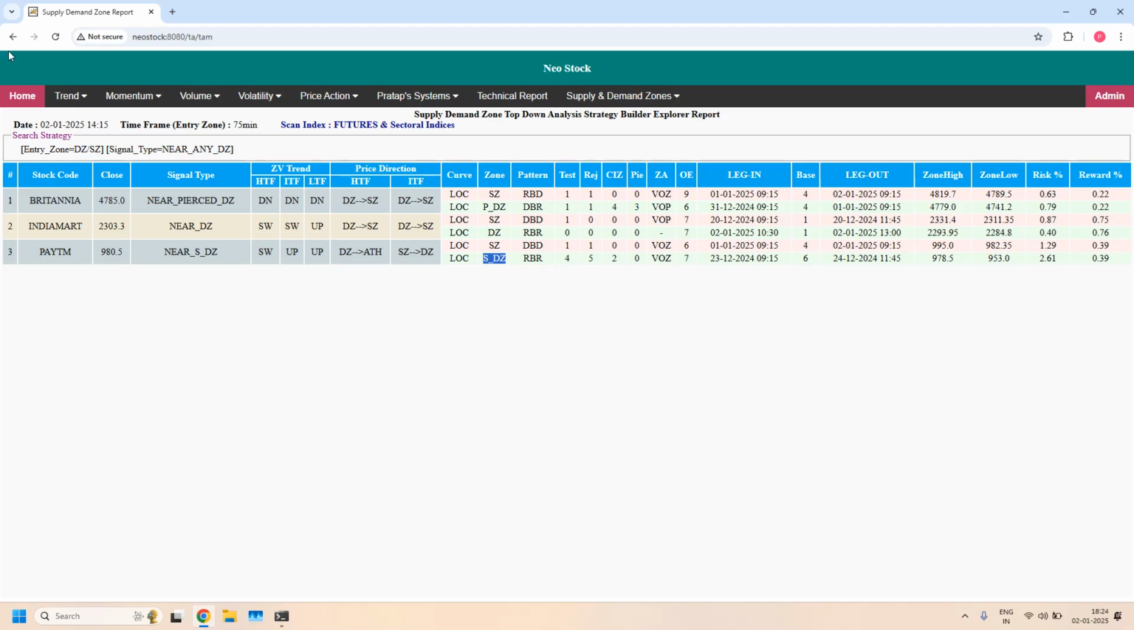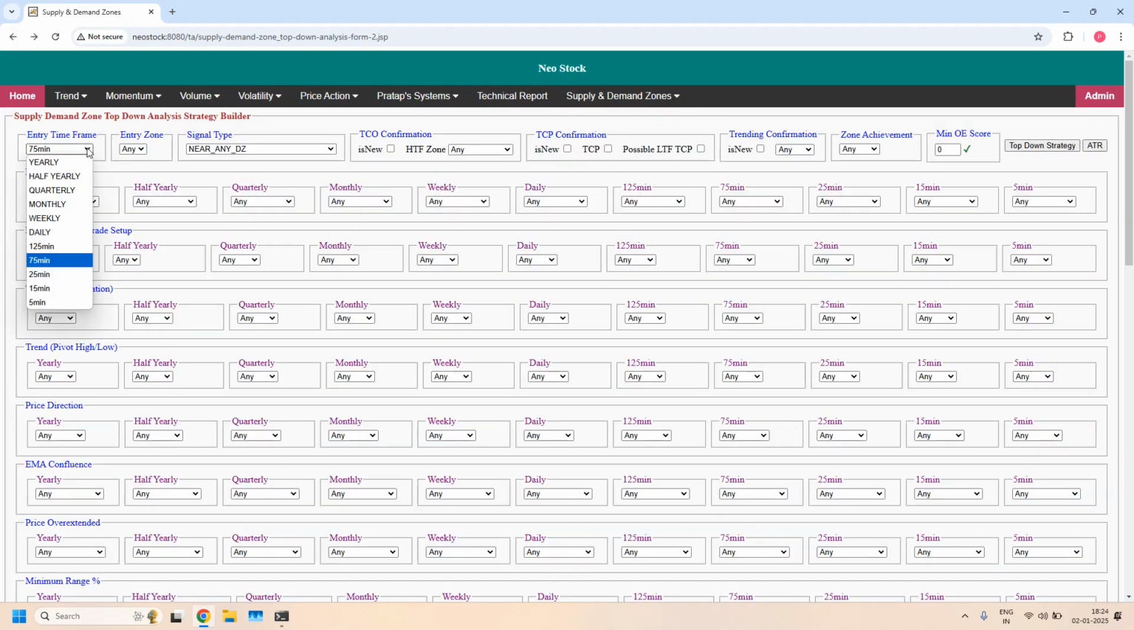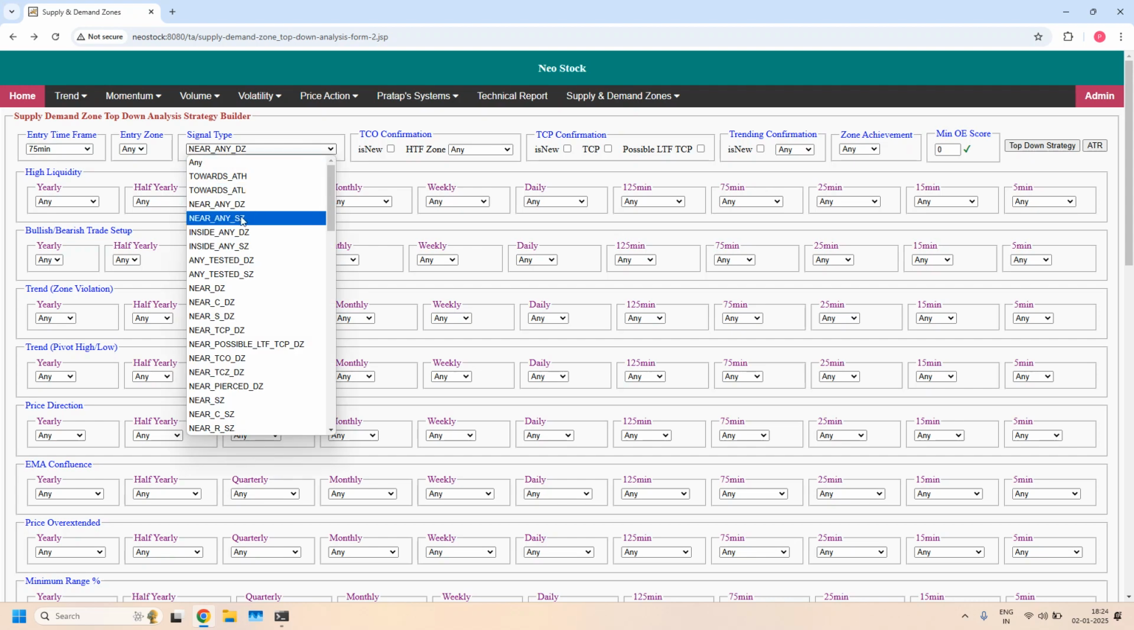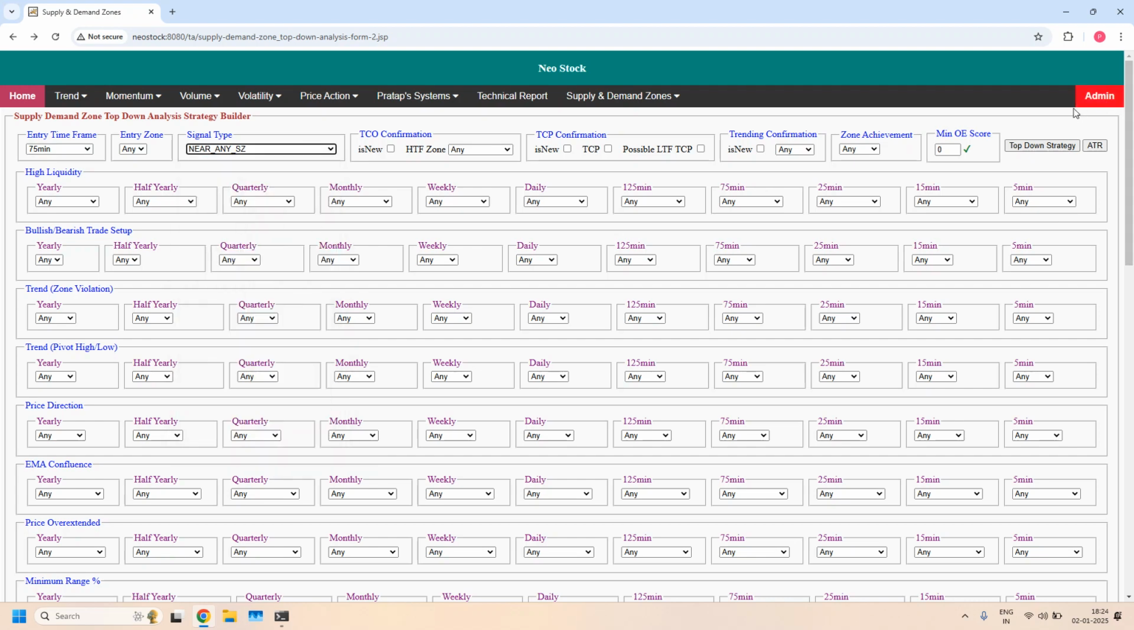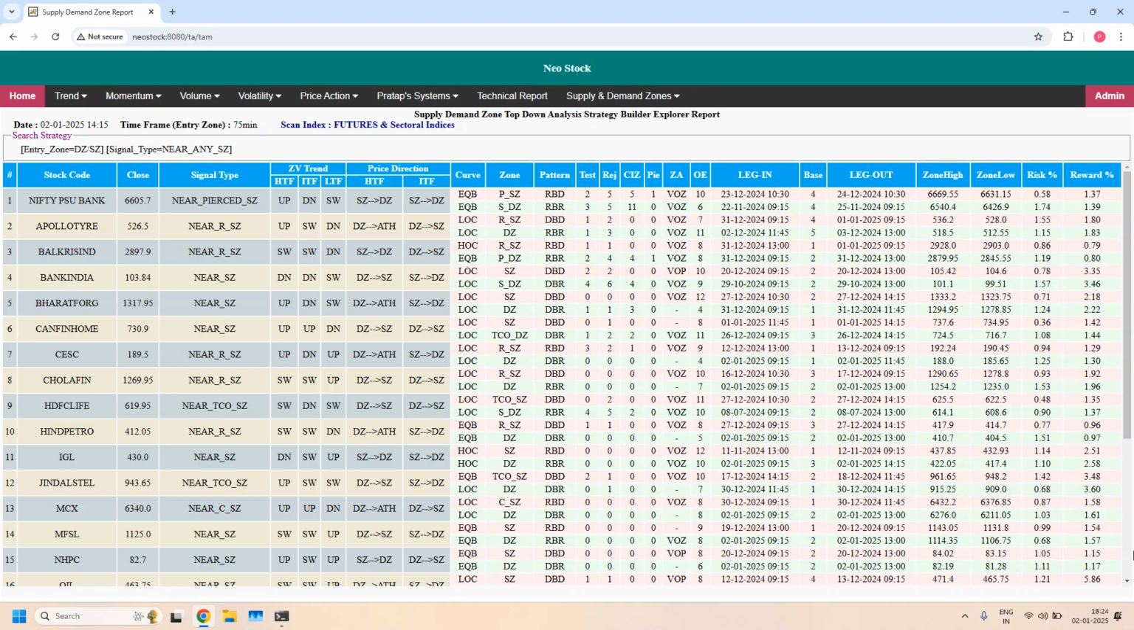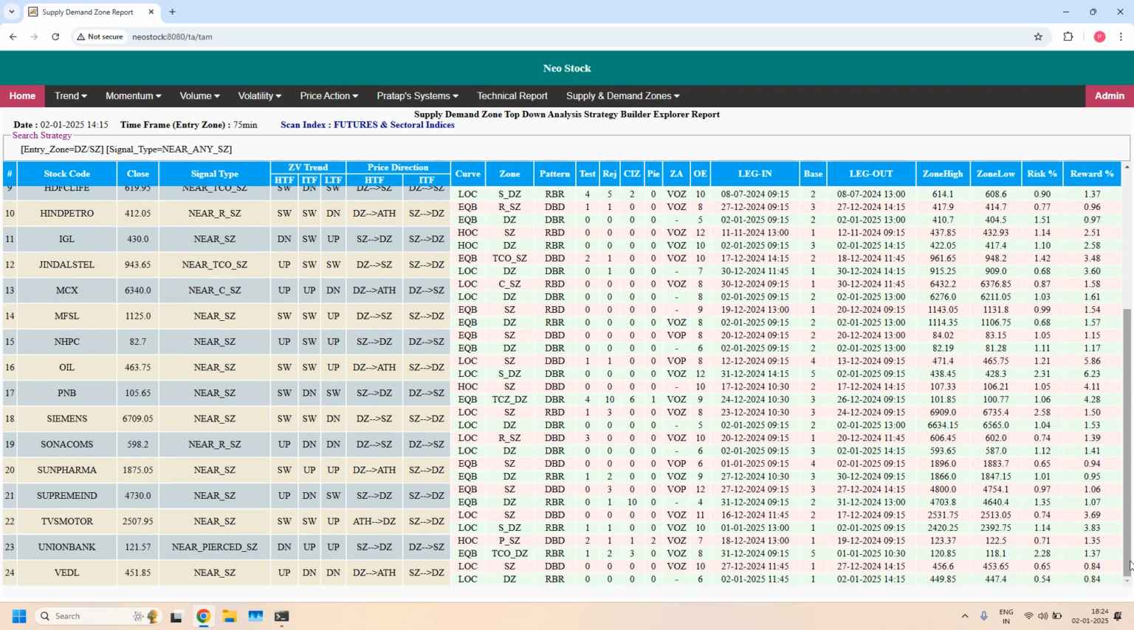Okay. Next, 75 minutes time frame. Stocks near 75 minutes supply zone. We got a big list. First 15 stocks in the list. I am scrolling the list down. So total 24 stocks are filtered, where price is near to the 75 minute supply zone.